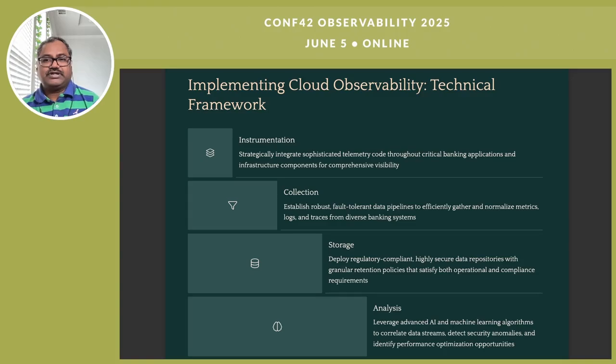When you're talking about technical terms, here is the technical framework for how we could actually implement cloud observability. Here are the four steps: instrumentation, collection, storage, and analysis. When it comes to instrumentation, we need to make our code more intelligent.